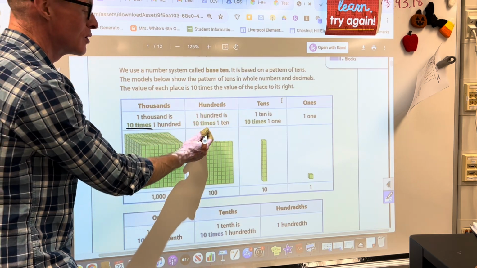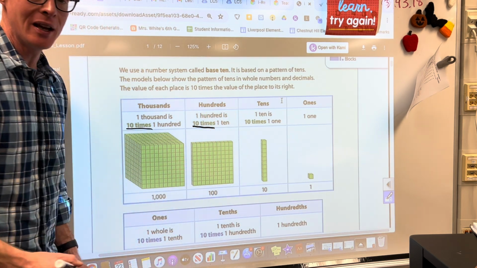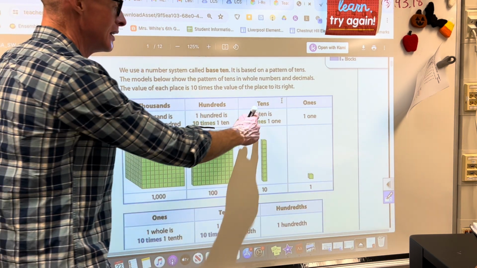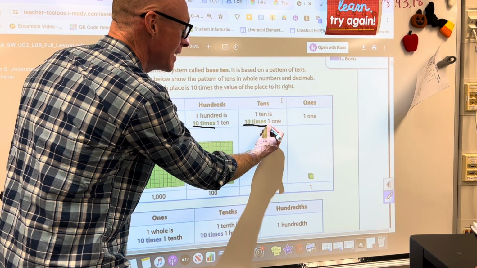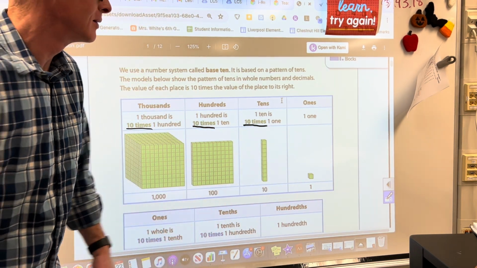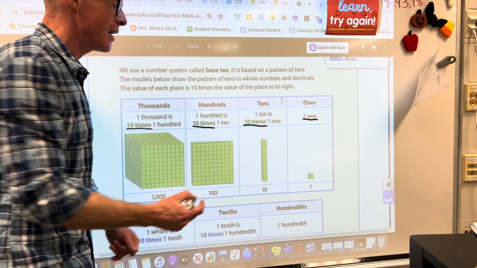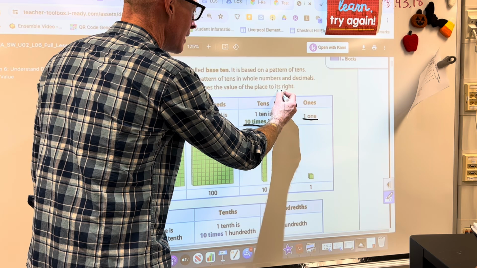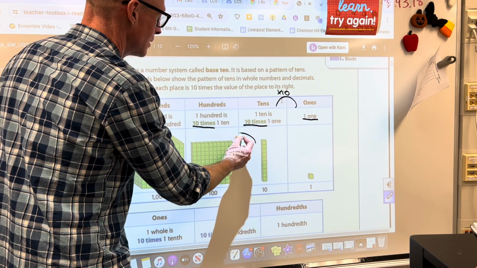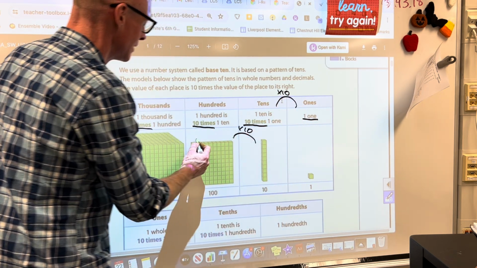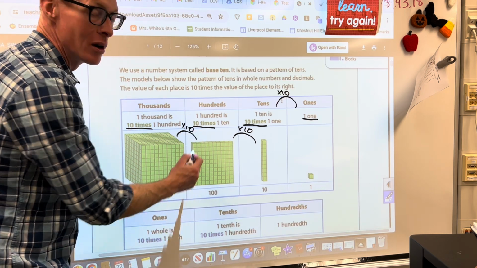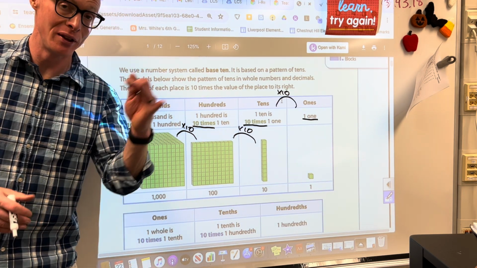Hundreds, 100 is 10 times 10. Perfect. Tens, 10 is 10 times 1. And then we have straight up 1. So do you notice the pattern? Times 10. Times 10. Times 10. We're going to be doing a lot of times 10s over the next couple of weeks.